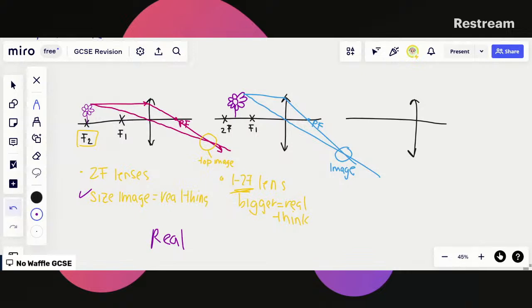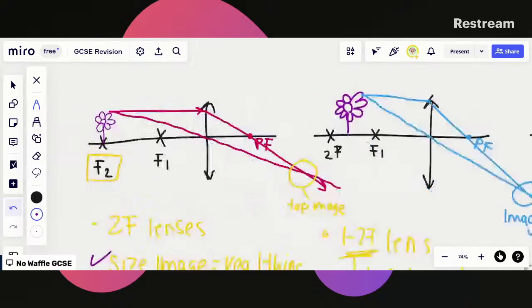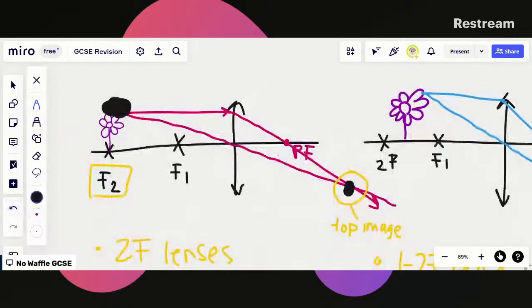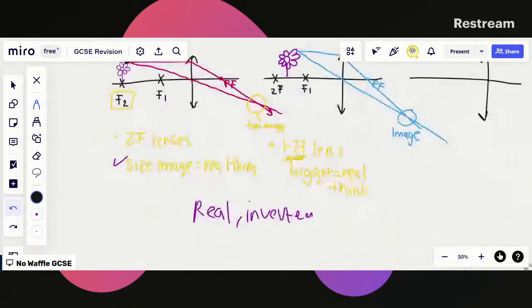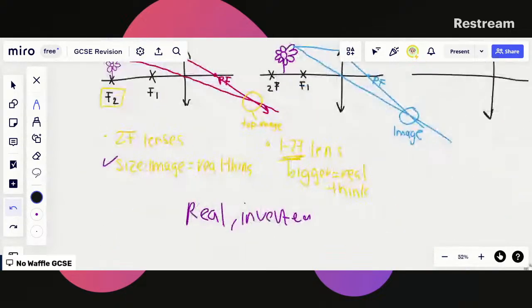then that would be different. Is this image inverted? And yes, it is inverted. Because as you can see, the top of the image here forms the bottom of the eye there, and the bottom of this image forms the top here. So it forms an upside down image. And therefore that's it. So real, inverted, and the size is dependent on how many focal lengths it is away.